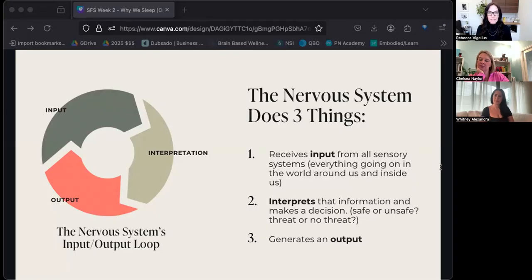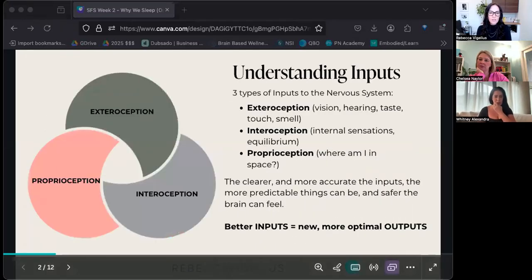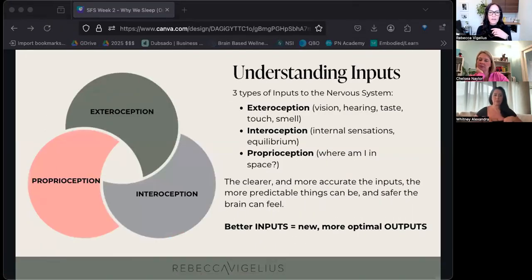Our brain's number one job is to keep us safe, right? So once it takes in an input, it basically makes an interpretation. It's deciding, is this safe or is this unsafe? I want to break down for a second how those inputs come into play. We look at three different sensory inputs: exteroception, proprioception, and interoception.